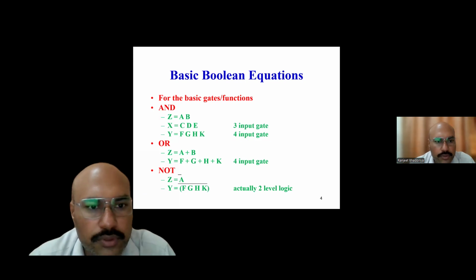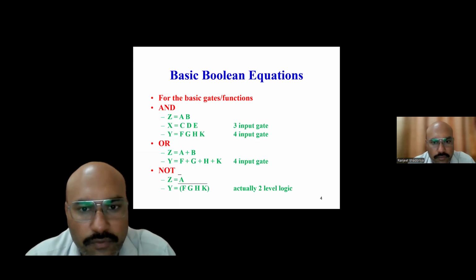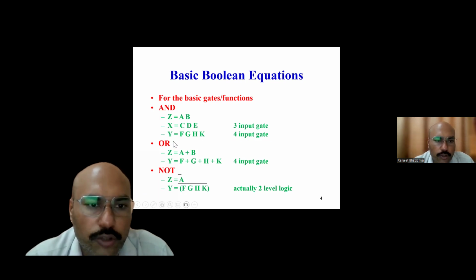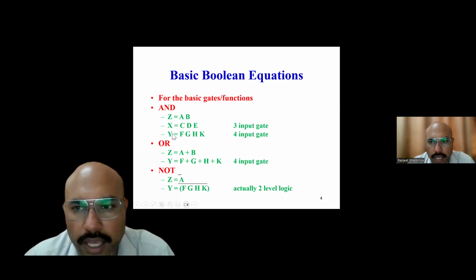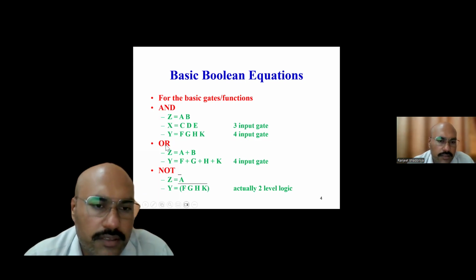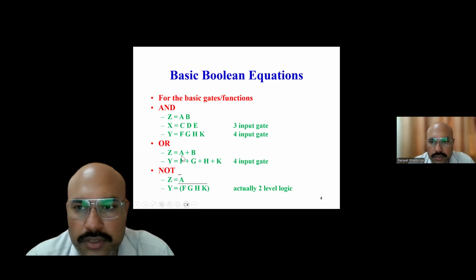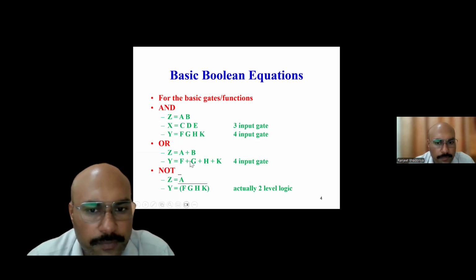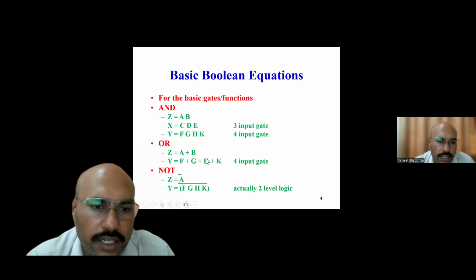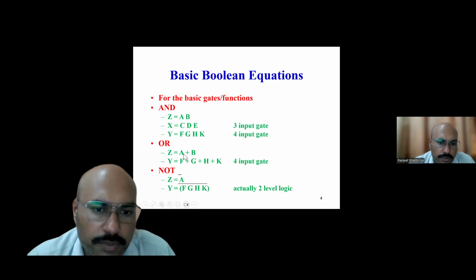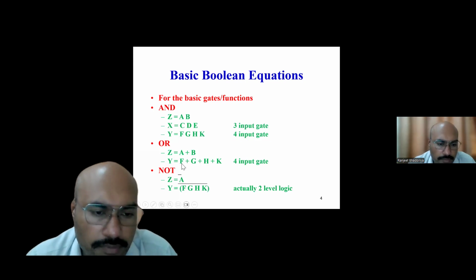If there are four inputs, such as D, E, F, G, then the output must be represented by a different variable. Similarly, for a two-input OR gate, the output will be A plus B. For a three-input OR gate, it will be A plus B plus C. And for a four-input OR gate, it will show the output in the same way.